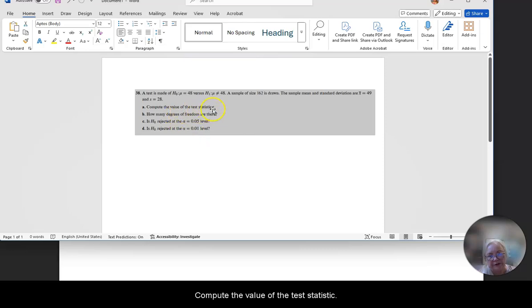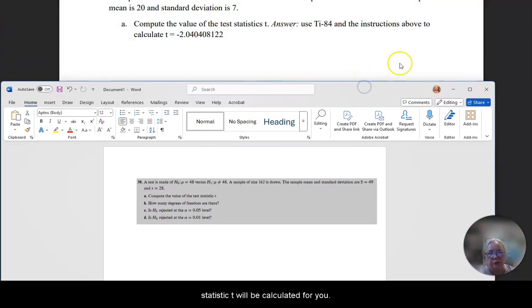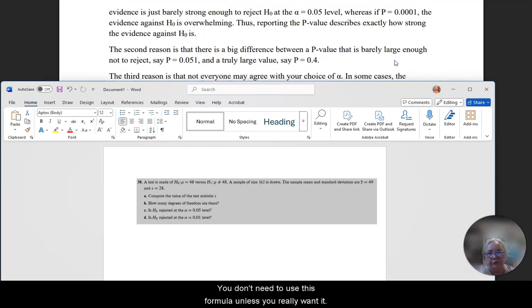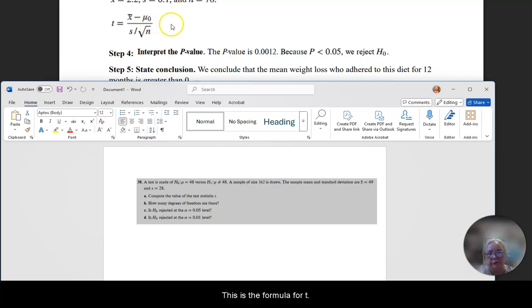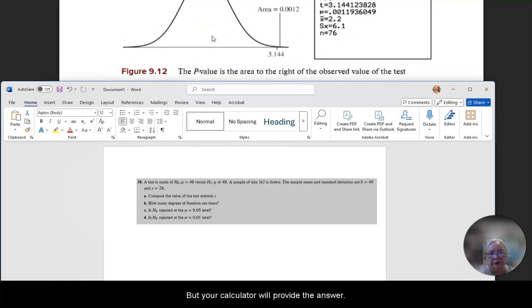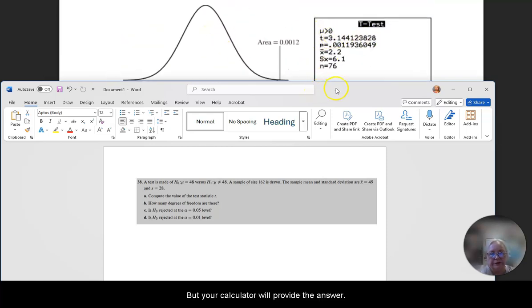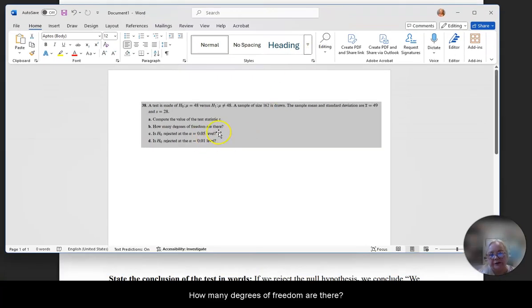Compute the value of the test statistic. Remember, I told you in the previous case that the test statistic will be calculated for you. You don't need to use this formula unless you really want to. This is the formula for T, but your calculator will provide this answer. How many degrees of freedom are there? Degrees of freedom are one less than the sample size. So it will be 162, subtract 1, and it gives you 161 degrees of freedom.